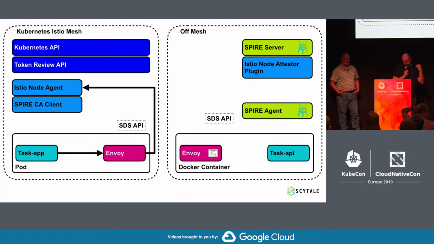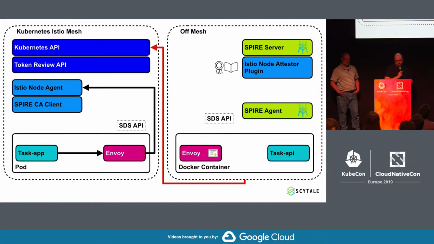And we're using our SPIRE CA client and the Istio node attestor, right? Two pieces of code that we've written that allow the Istio node agent to go back and get a SVID from the SPIRE server. And there's a little setup that we have to do. First, we have to get a secret, so we have to get a bearer token out of the Kubernetes API and a bundle to basically go back and talk to the token review API. And again, this is our experimental first shot at this.